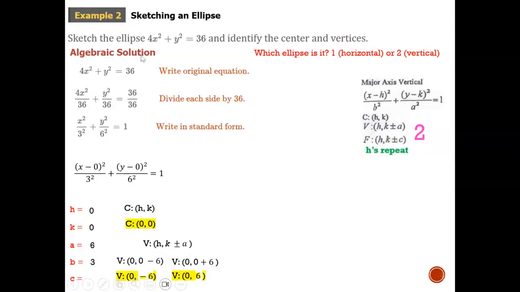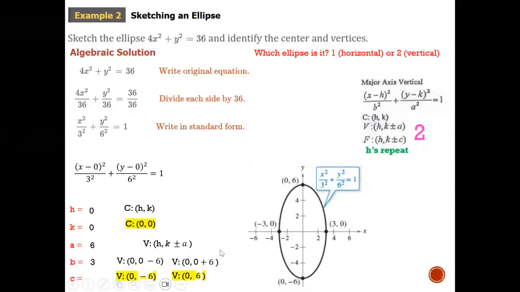And then I believe they want you to sketch it. Okay, here's how you sketch it, guys. To sketch it, I don't need the vertices. From here I can actually sketch it, from the formula right after we write it in standard form. Hey guys, if you notice, there's no h and k. That means because the h is 0 and the k is 0, we're going to start at the center.